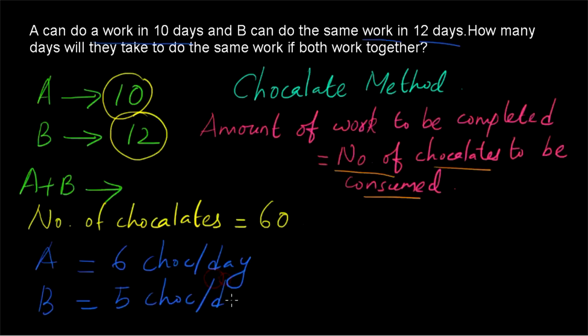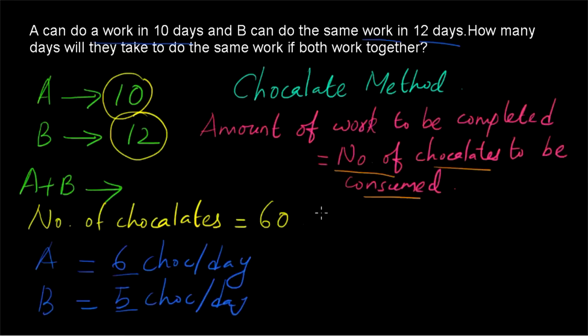Here we are getting 6 and 5, whole numbers. We are not getting any decimals because we took the number of chocolates as the LCM of 10 and 12. That is the trick here. In order to make the calculation easier, you have to take the number of chocolates as the LCM of the data given. Since we have taken 60, A will have 6 chocolates per day and B will have 5 chocolates per day.